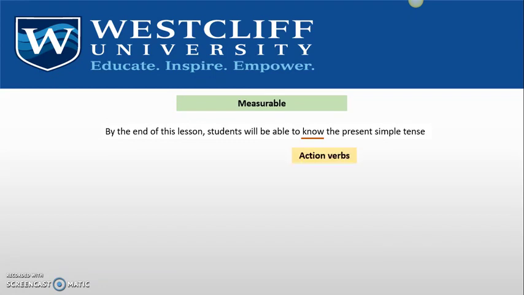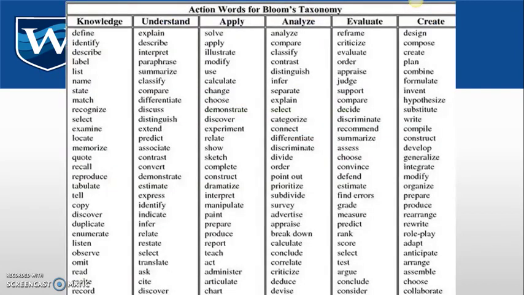Okay. So you want to use action verbs, and you've probably seen this before, but this is what you want to be using. You want to be incorporating Bloom's taxonomy into your objectives. These verbs are created to help you measure an objective. So let's go through a few examples.